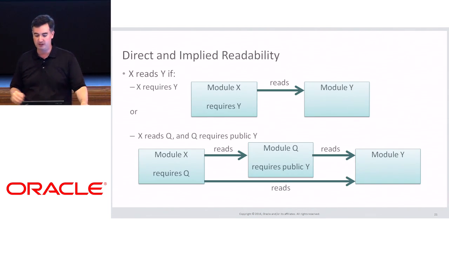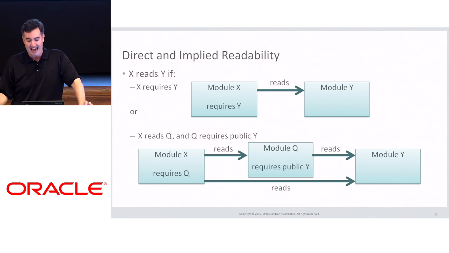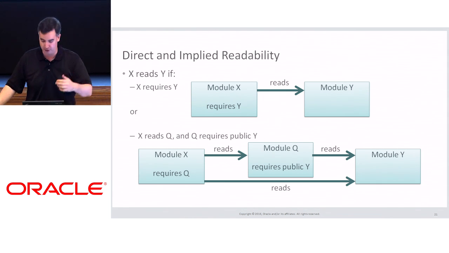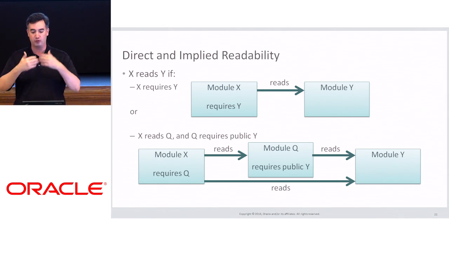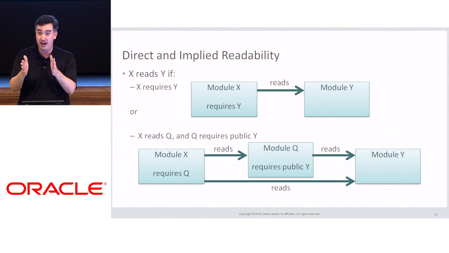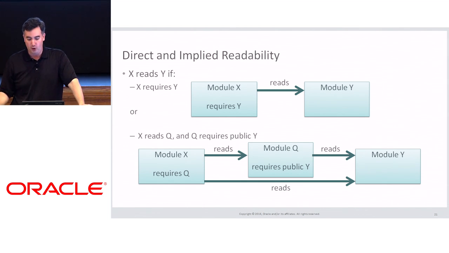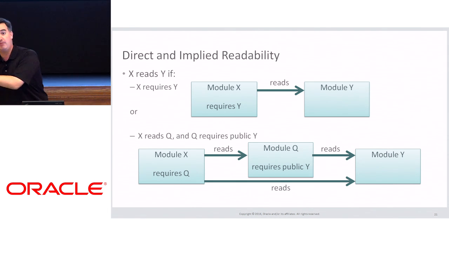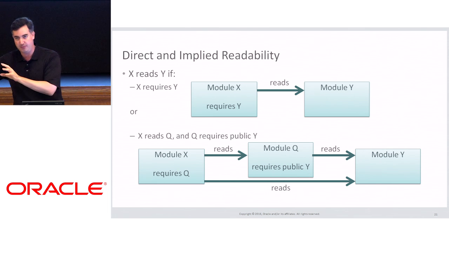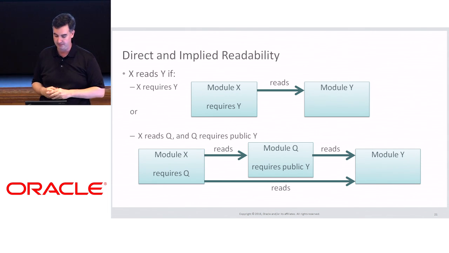So readability supports downward decomposition. Any module you read can be decomposed into new modules, and readability of those new modules can be recovered with a requires public clause in the old module. You can see that the definition of reads is recursive. A module X reads another module Y, either by requiring it directly, X requires Y, or by reading some third module Q, there's the recursion, where Q says requires public Y. And now that X reads Y, Y can say requires public Z, and now X reads Z. So you can keep on decomposing all the way down and not affect the consumers.